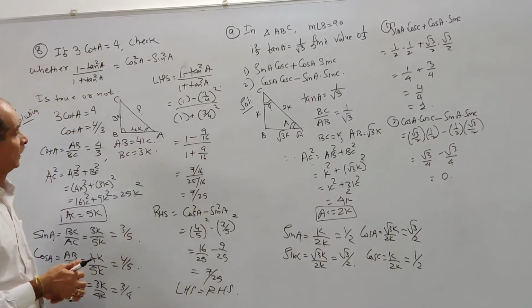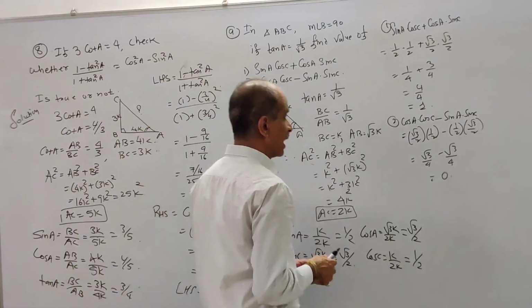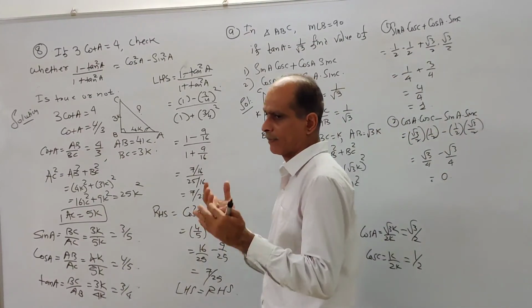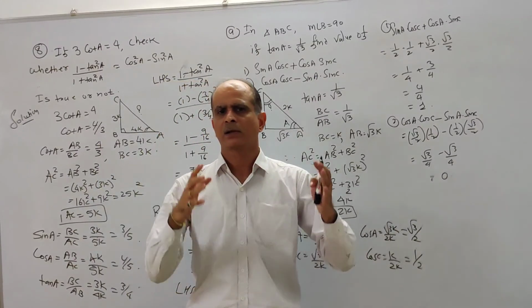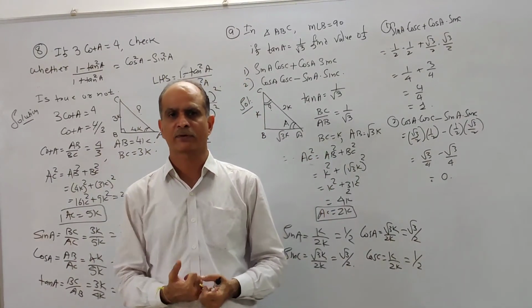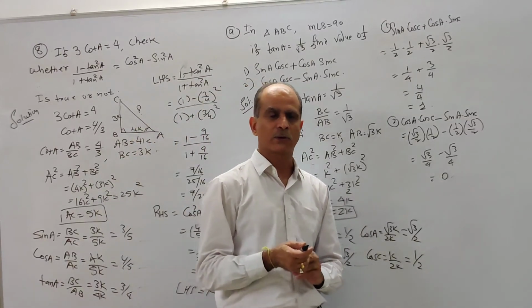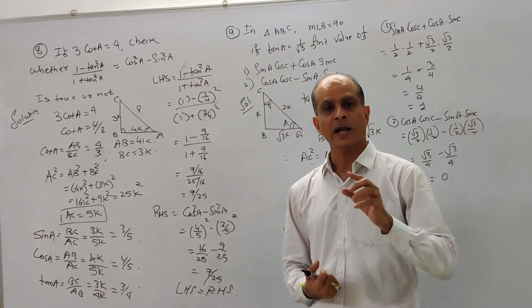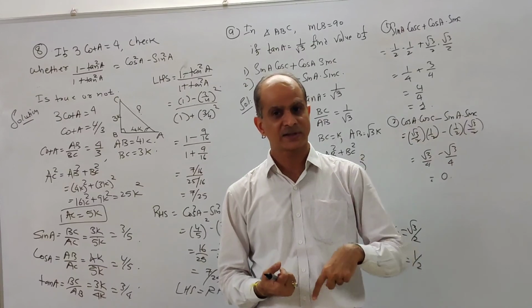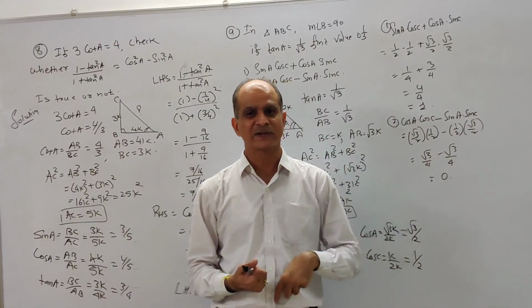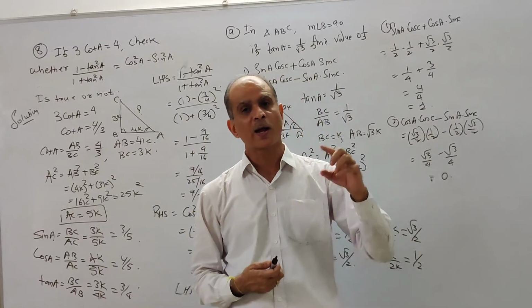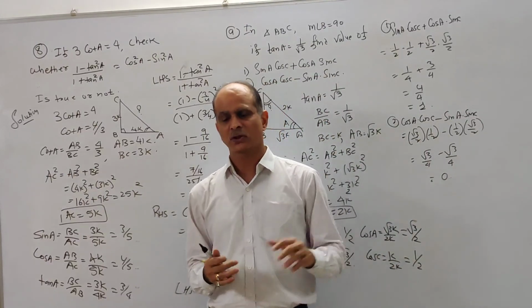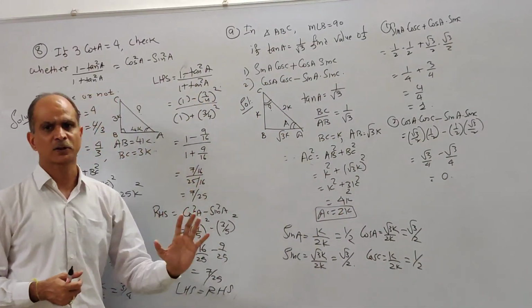So today we have solved example number 6, example number 7, example number 8 and example number 9, and all these examples are on the basis of the first formula, that is sin theta is equal to opposite upon hypotenuse, cos theta means adjacent upon hypotenuse, tan theta means opposite upon adjacent, cot theta means adjacent upon opposite, sec theta means hypotenuse upon adjacent, and cosec theta means hypotenuse upon opposite. So these examples are on the basis of the first formula only.